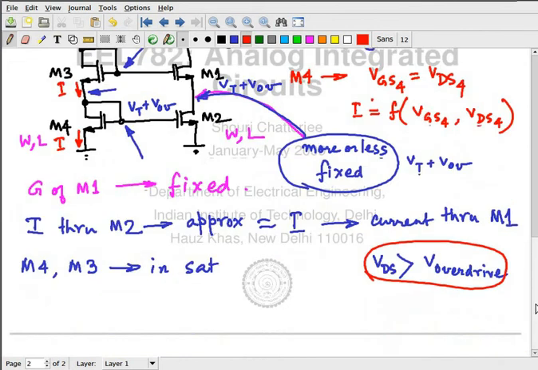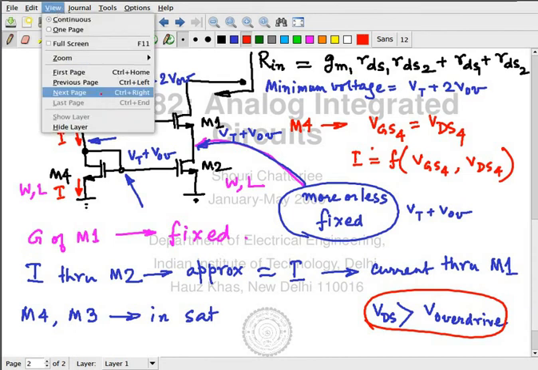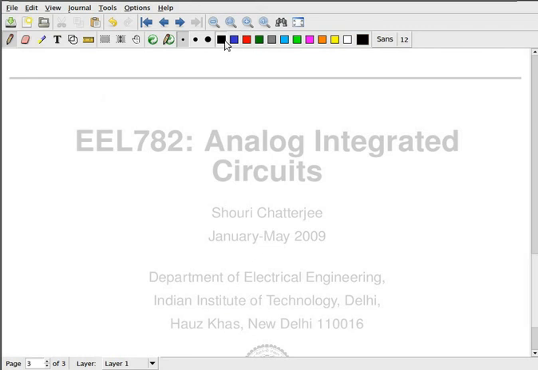This V overdrive quantity is a very hand-waving quantity. Don't rely on it too much. At this point, I think in this context, I should point out what kind of expression really works.